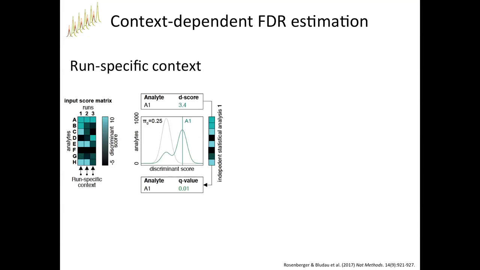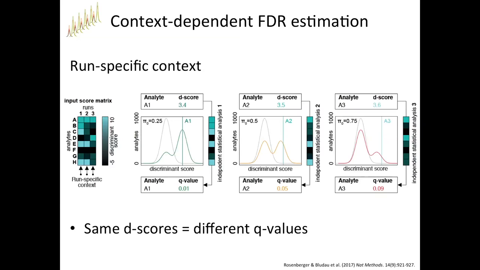So you have the different runs, 1, 2, 3, your analytes, and what you can then do is basically do a discriminant score distribution for run 1. And what you can see is here at a D-score of 3.4, if you do the Storey-Tibshirani Q-value estimation, you get a fairly good Q-value. Now, if we look at the second run, at a similar D-score, but we have a different distribution of true and false targets, and you will get already a way worse Q-value.